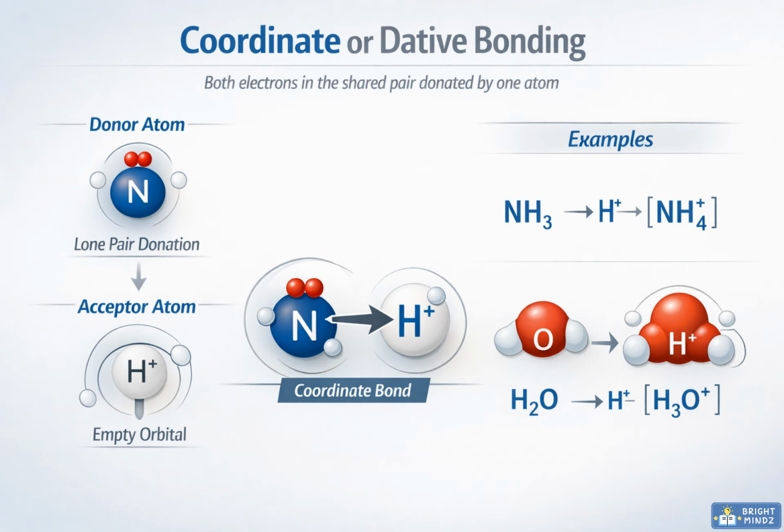Coordinate bonding is a special type of covalent bonding in which one atom provides both electrons for the shared pair. The atom that provides the pair is the donor, and the electron deficient atom is the acceptor. This idea helps explain important ions such as ammonium and hydronium.